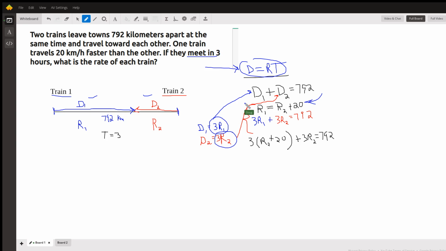And then if I do that, I get this expression right here. So this is our system right here: r sub 1 equals r sub 2 plus 20, and 3r sub 1 plus 3r sub 2 equals 792. Now, how do you solve that? Well, since r sub 1 is already isolated, I would use the substitution method. I would substitute r sub 2 plus 20 for this r sub 1. And there's what I've done.